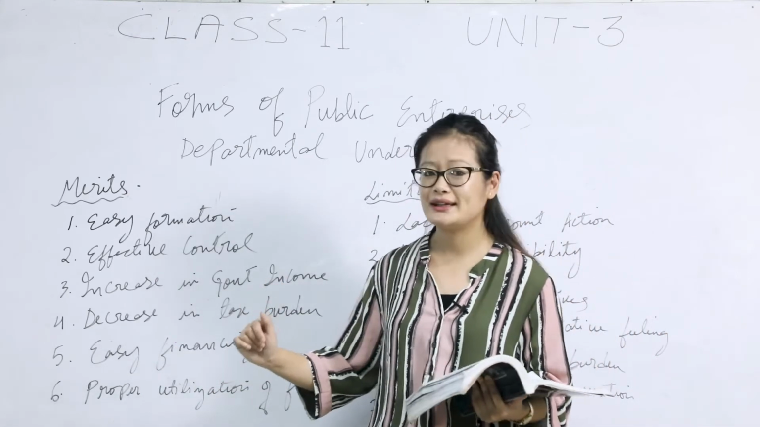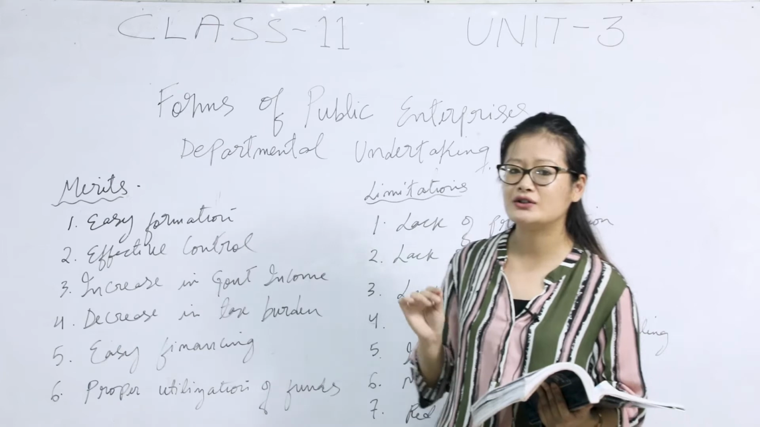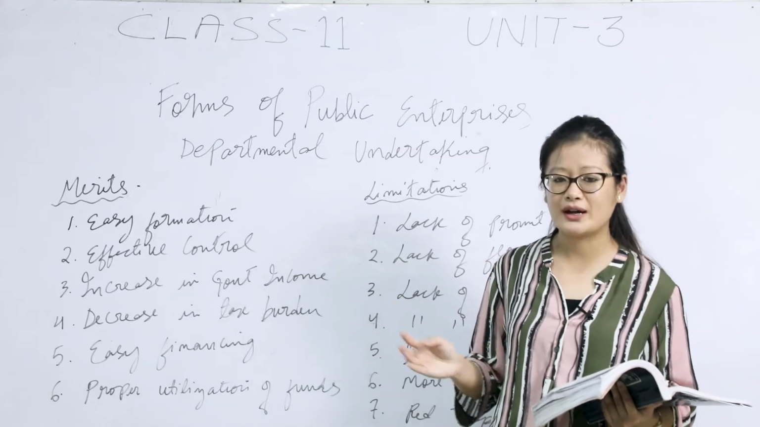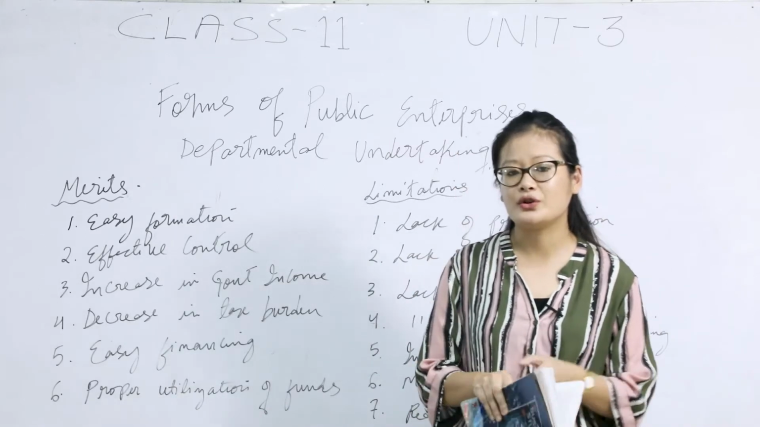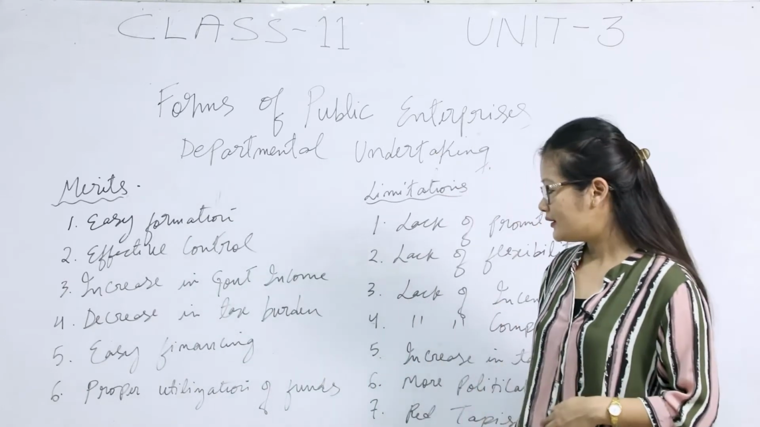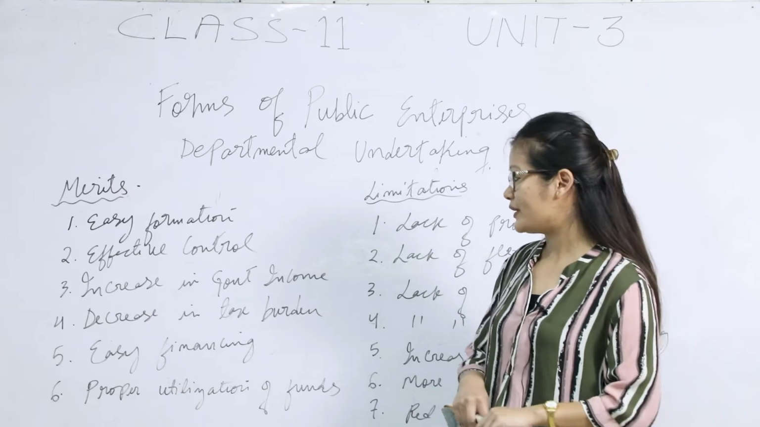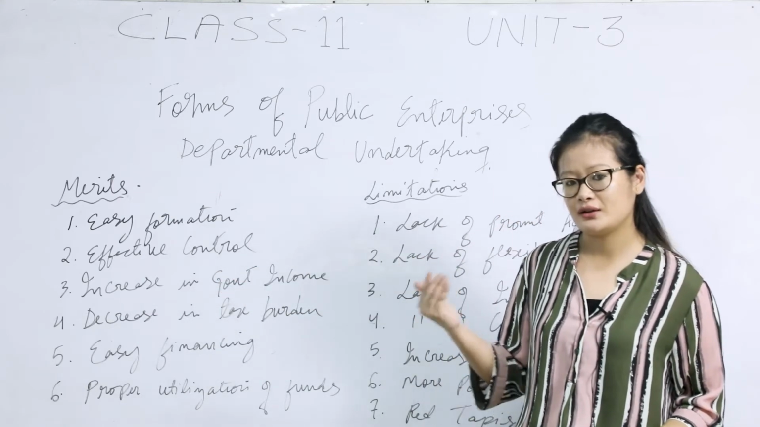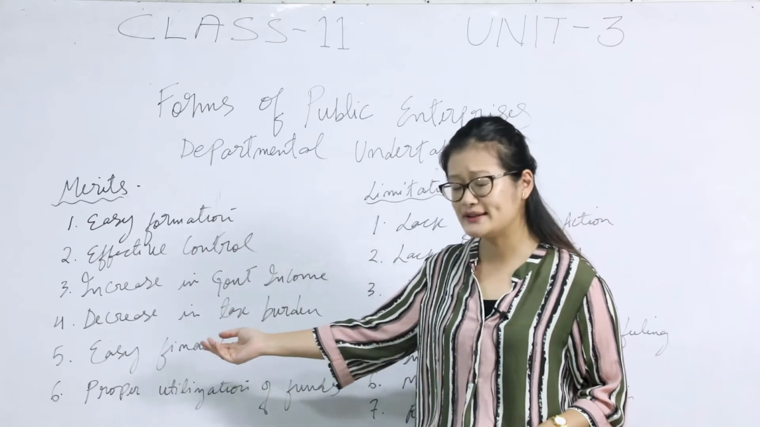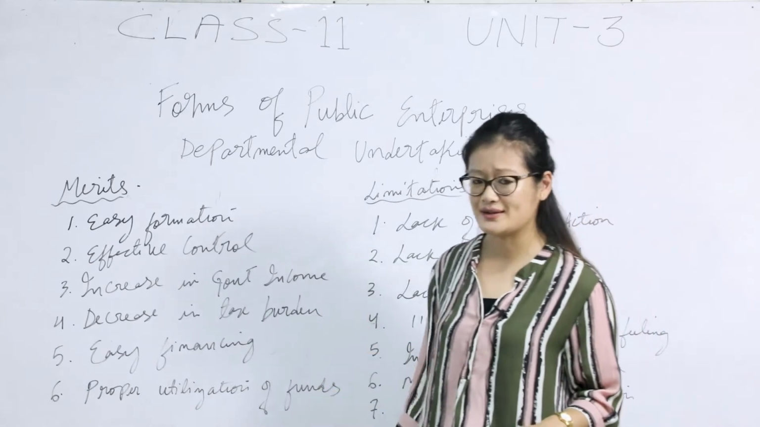Number 4, decrease in tax burden. Here the government decreases the tax burden of the public because this belongs to the department. The government has the power to decrease the tax burden of the public. Number 5 is easy financing. We know why it is easy financing, because we have already dealt with this. Because the department is fully controlled by the government, financing their department is easy.